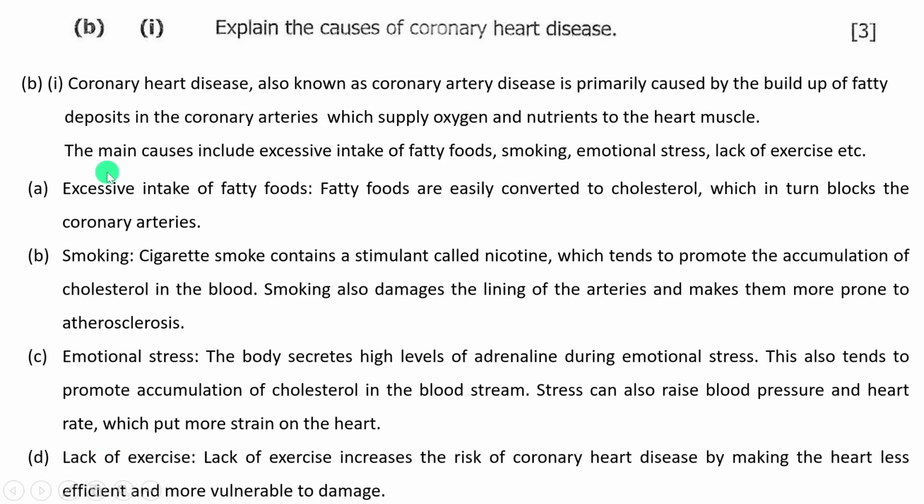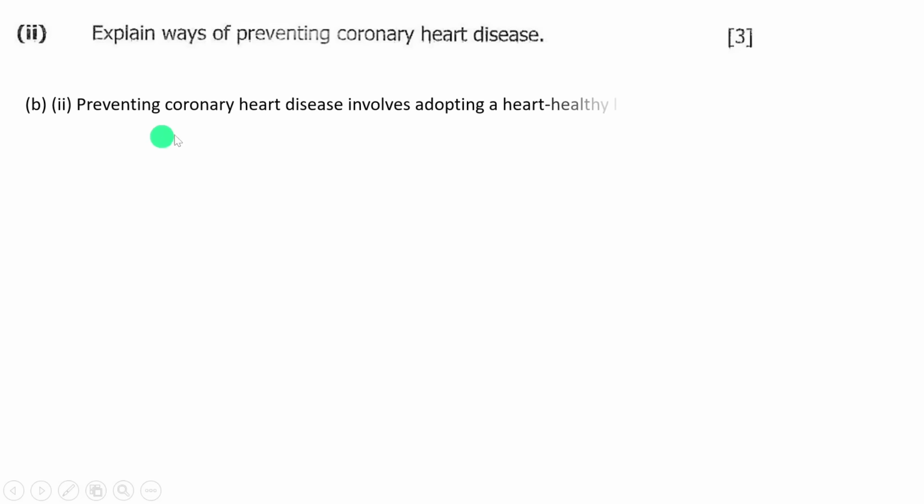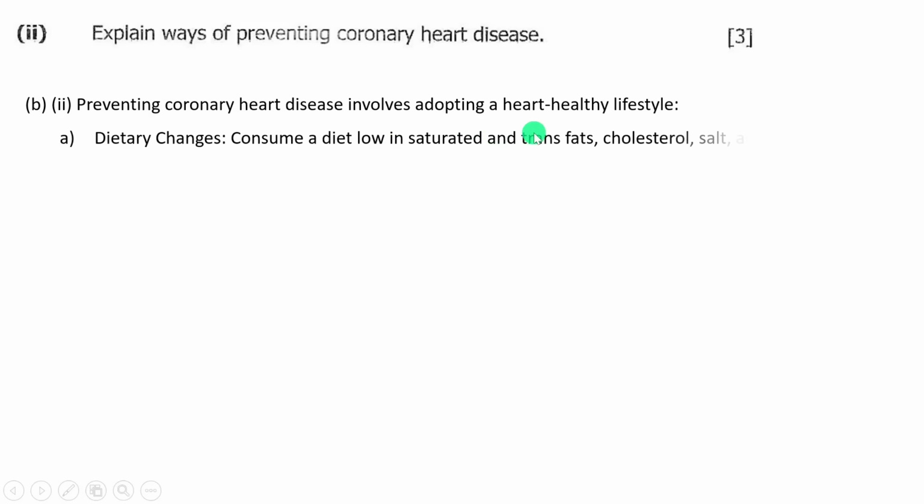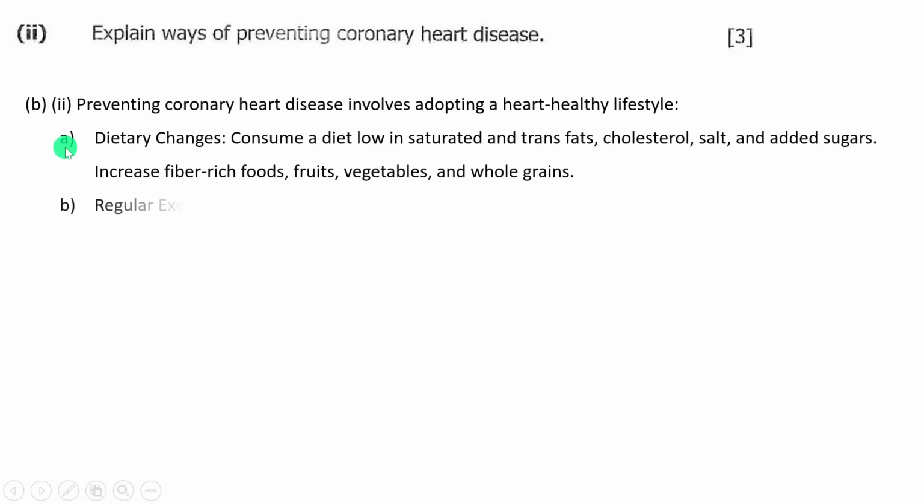All right, so let's go to the other part which says explain ways of preventing coronary disease. So here we are saying that preventing coronary heart disease involves adopting a healthy lifestyle. So which lifestyle? Part A, dietary changes.